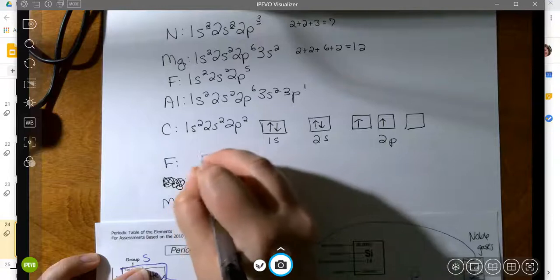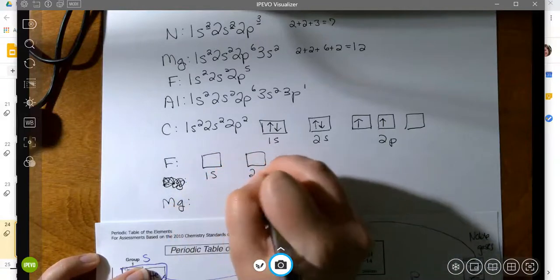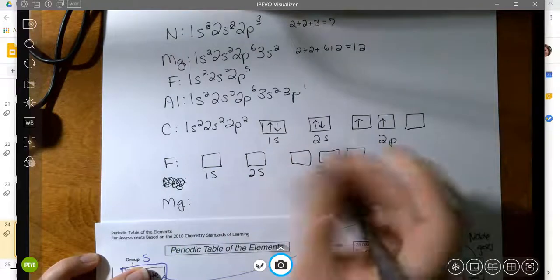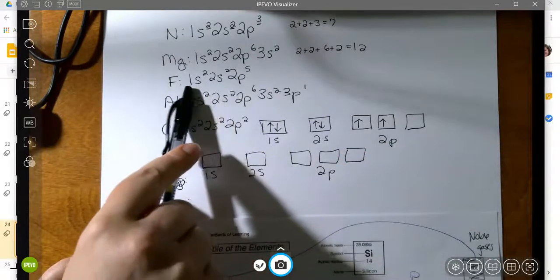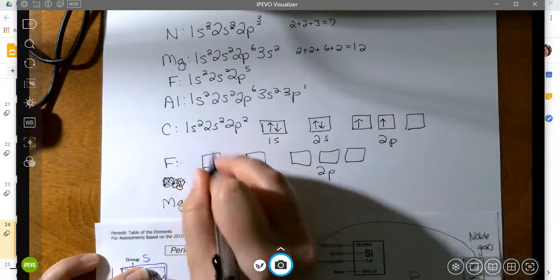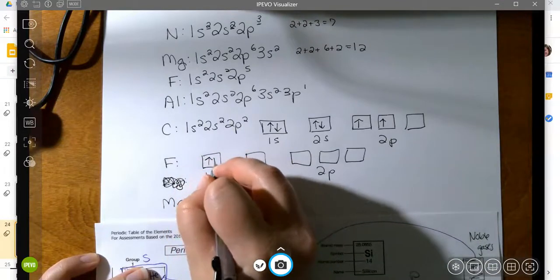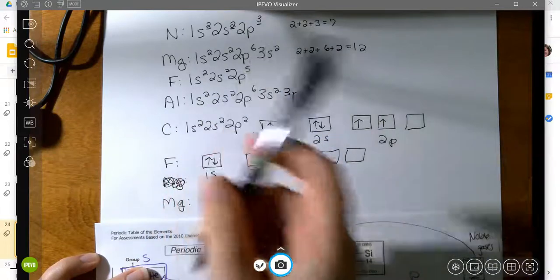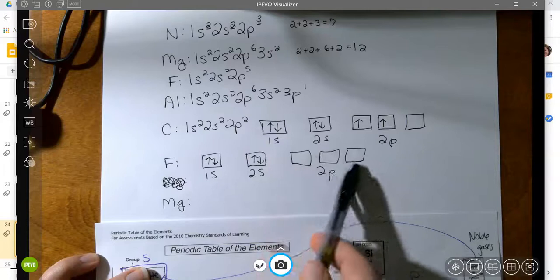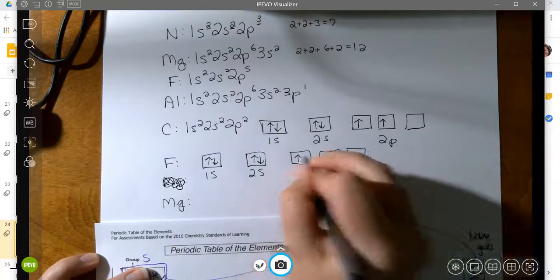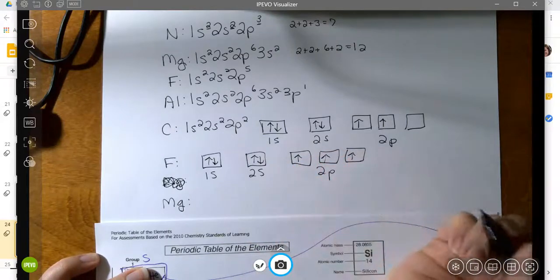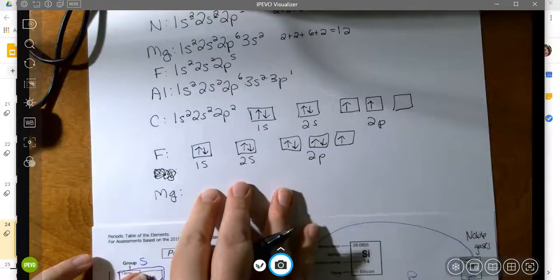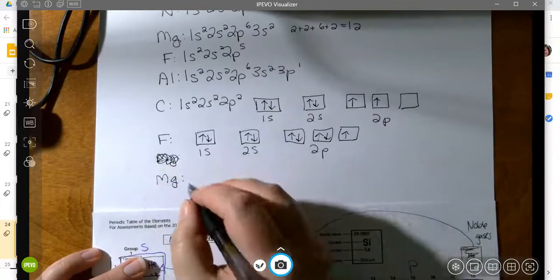Okay, so for fluorine, we have 1s, 2s, and 2p. And again, this is just a visual of this electron configuration. So 1s2. So in the first energy level s orbital, I have 2 electrons. 2s2, and 2p5. So that means I need to put 5 electrons in these 2p orbitals. 1, 2, 3. Okay, now I have to pair up. 4, 5. Okay.